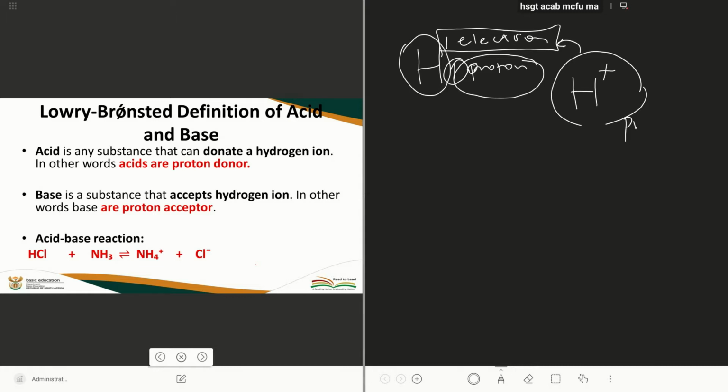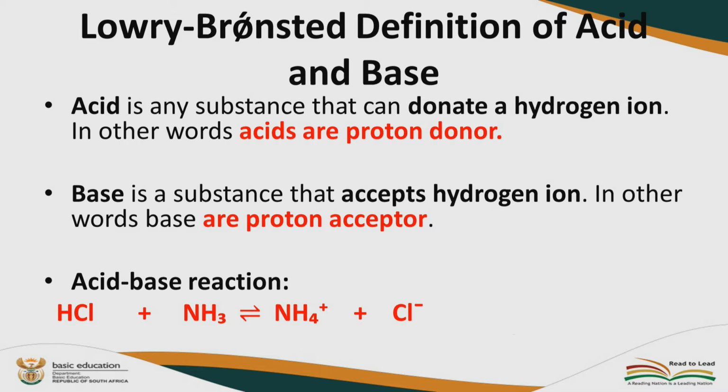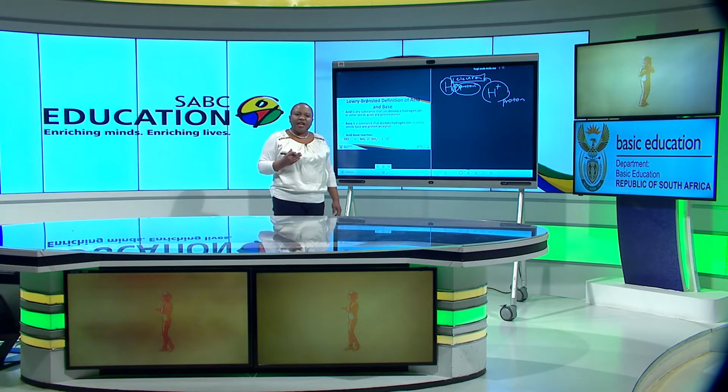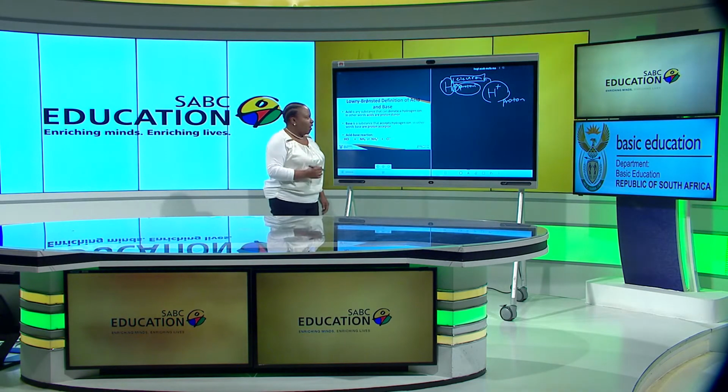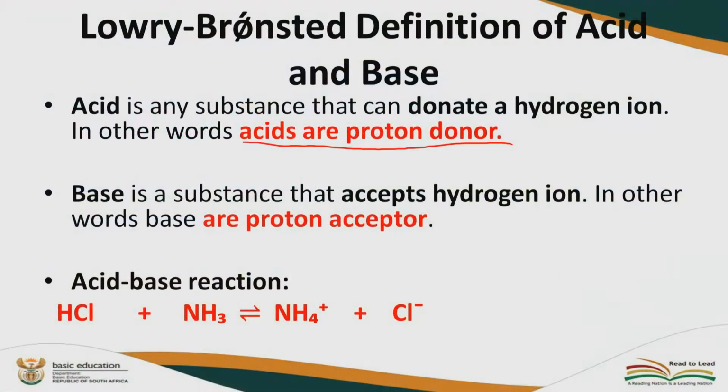Therefore, that is why it's referred to as a proton. So you must not confuse yourself to say, there was an instance where we were explaining that a proton cannot be donated, but now we are saying a proton can be donated. In this instance, by a proton, we are only referring to a hydrogen ion. So an acid can donate a hydrogen ion, and a base can accept that hydrogen ion.